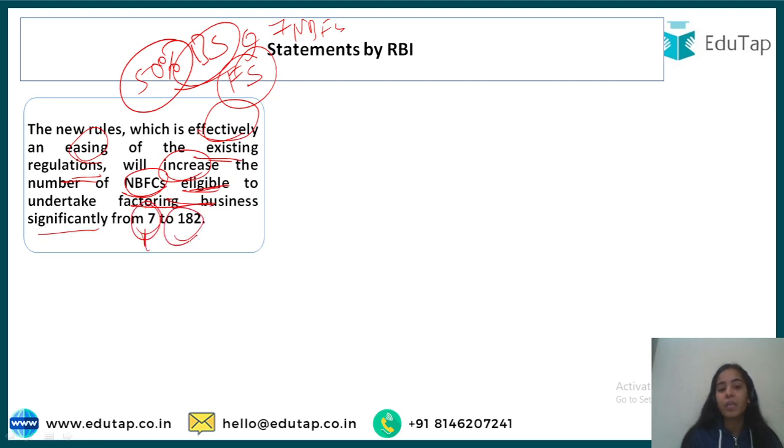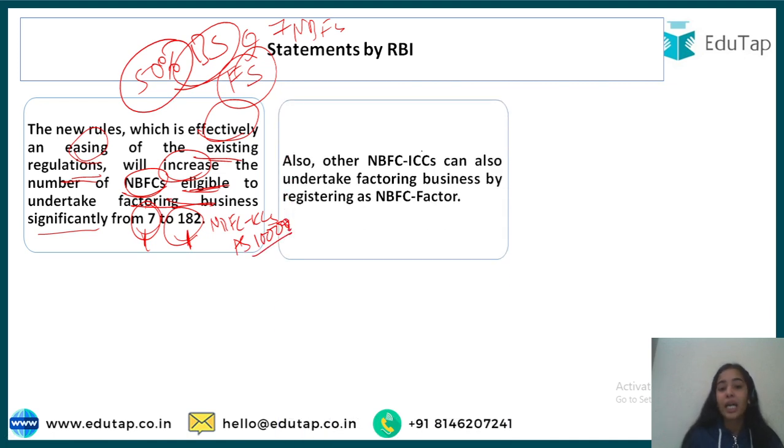So from 7 the number will increase to 182 because there are many NBFC ICCs that have an asset size of 1000 crore or more, as well as other NBFC ICCs that can also undertake factoring business. If they do not have an asset size of 1000 crore or more, then also they will be able to undertake factoring business by registering as NBFC factor. So they have to register as NBFC factor to provide factoring services if they are not following this criteria.